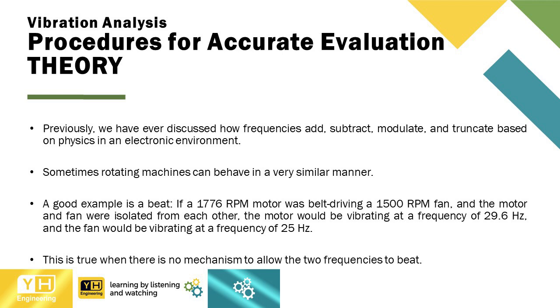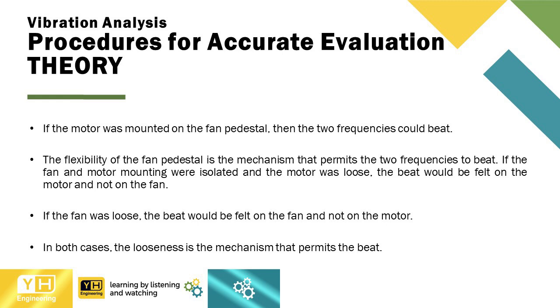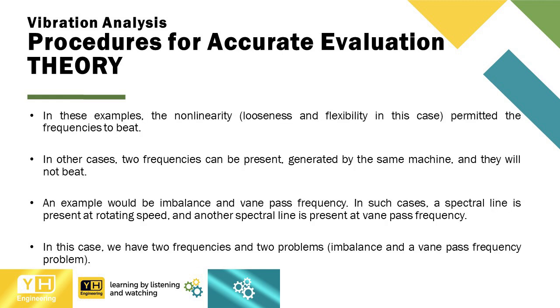This is true when there is no mechanism to allow the two frequencies to beat. If the motor was mounted on the fan pedestal, then the two frequencies could beat. The flexibility of the fan pedestal is the mechanism that permits the two frequencies to beat. If the fan and motor mounting were isolated and the motor was loose, the beat would be felt on the motor and not on the fan. If the fan was loose, the beat would be felt on the fan and not on the motor. In both cases, the looseness is the mechanism that permits the beat. In these examples, the nonlinearity, or looseness and flexibility in this case, permitted the frequencies to beat.